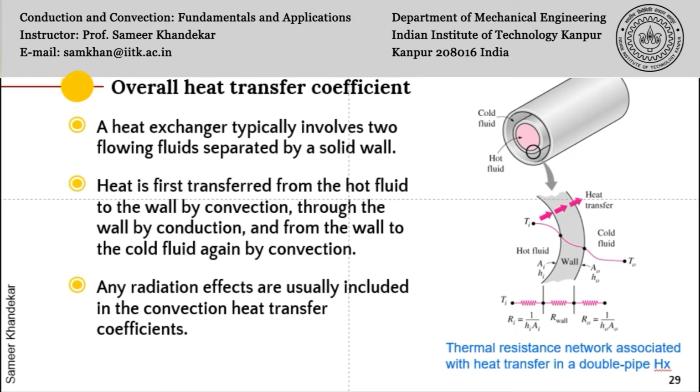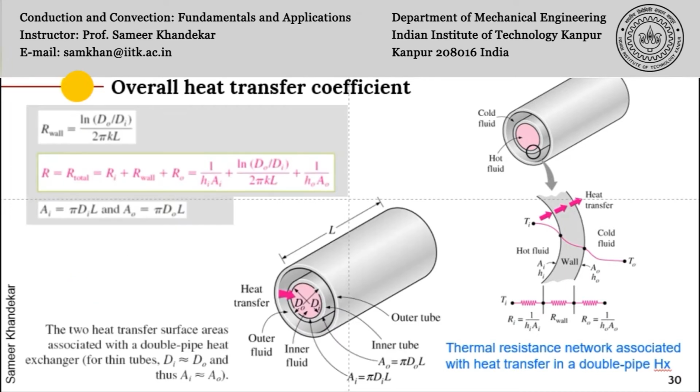Moving on to the next slide, slide number 30, we now want to quantify these three resistances, and the outside and the inside convective resistances are easy to quantify. They are typically scaled by 1 upon hi Ai, which is the internal resistance Ri, and the outside resistance is Ro, which is 1 upon ho Ao.